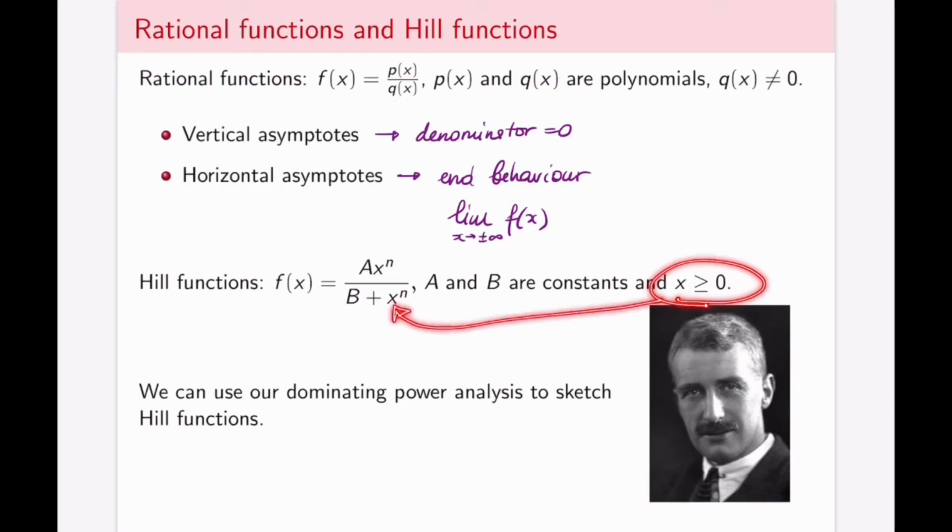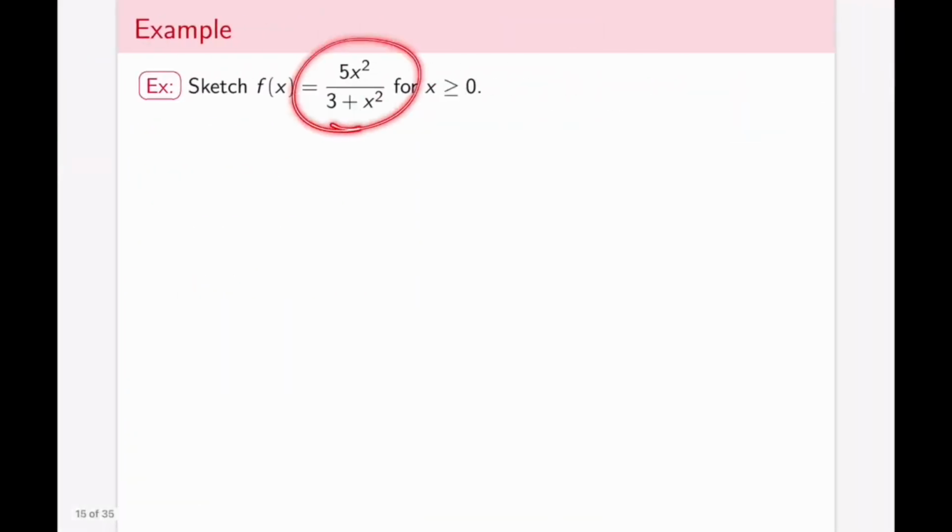They will model things like population growth, disease dynamics spread, and once again, enzyme kinetics. So these will be things like the number of infected people, the number of animals or humans in the population, or concentrations, and therefore be positive. Now, we can again, of course, sketch this using technology, but we will use the dominating power analysis to really figure out what these functions look like. Let's take a look at one particular example here.